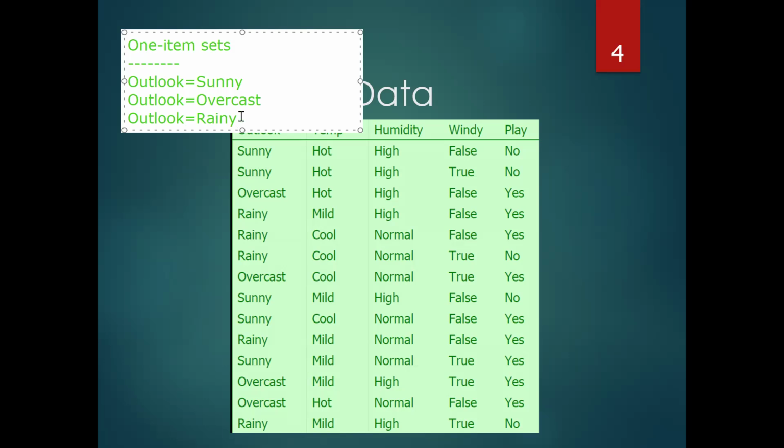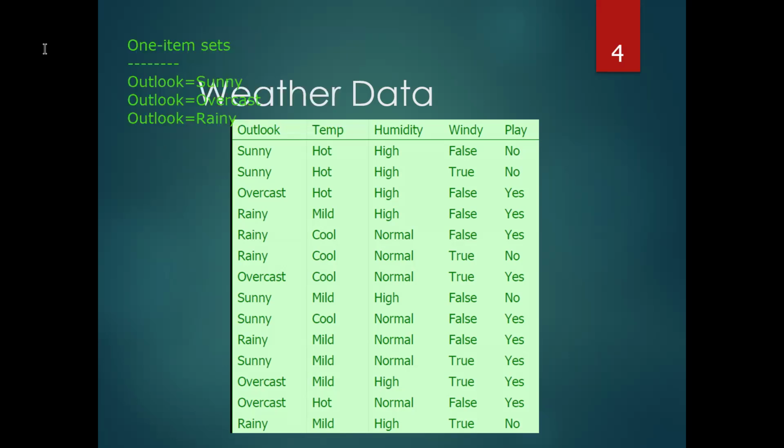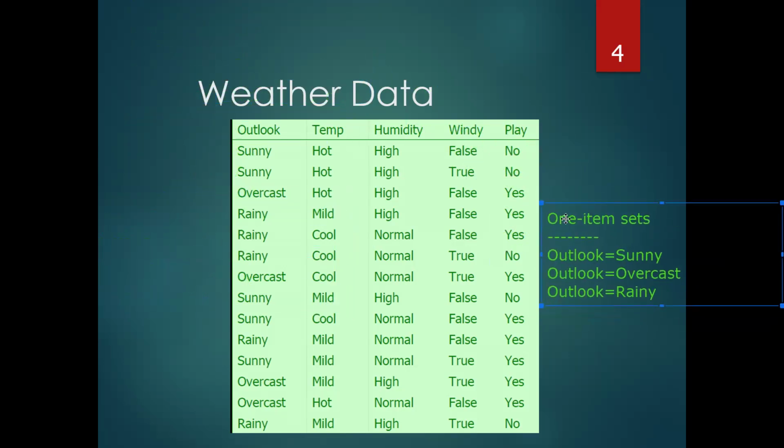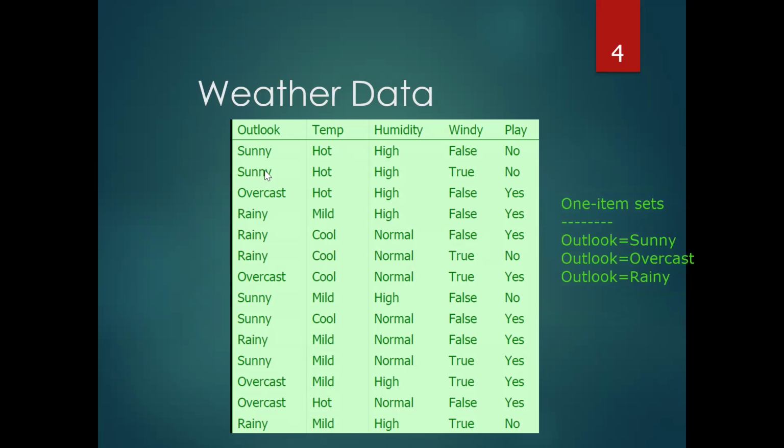And let's look at the support. When you say support, it simply means how many times Sunny appears. If you take this one, how many times? We have 1, 2, 3, 4, 5. The support is 5. Outlook Overcast, 1, 2, 3, 4. Support is 4. There are 4 instances with Outlook Overcast. Look at Rainy, 3, 4, 5. Again 5. These are one item sets.